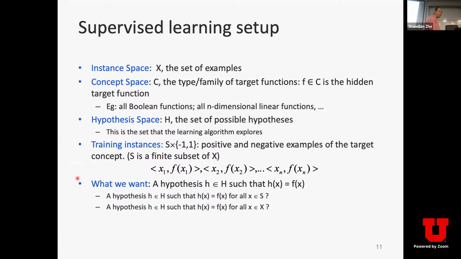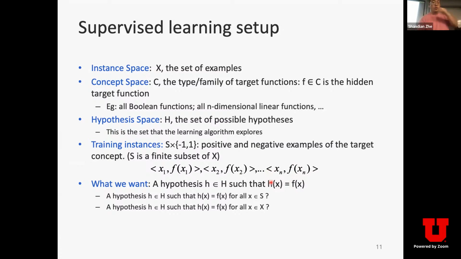So what do we want? Once you are given the instance space, concept space, hypothesis space, and the training instances, we want to conduct a searching procedure to find a hypothesis in the hypothesis space such that our hypothesis's prediction is exactly the same as the target function's prediction. This is the ideal case. The most ideal case will be that for any instance in the instance space, my hypothesis will give exactly the same prediction as the ground truth.